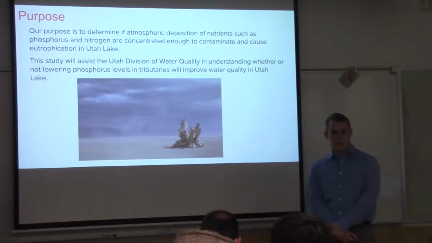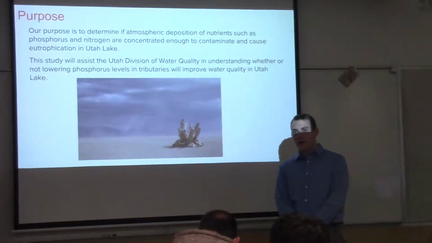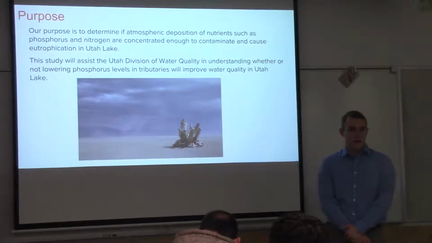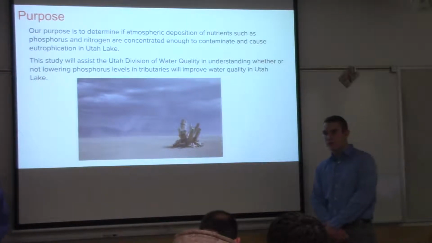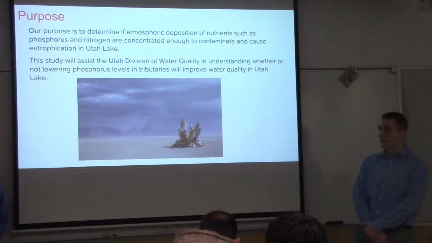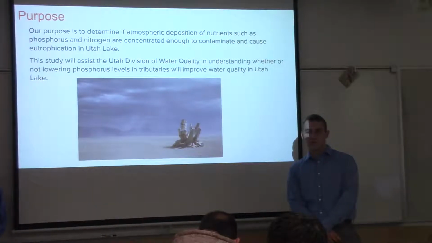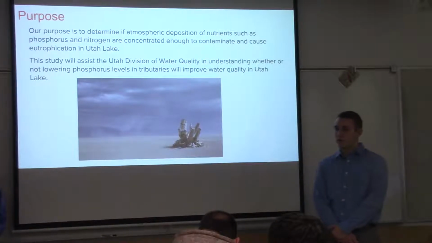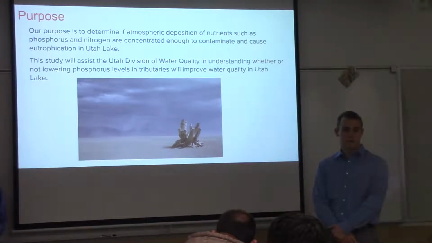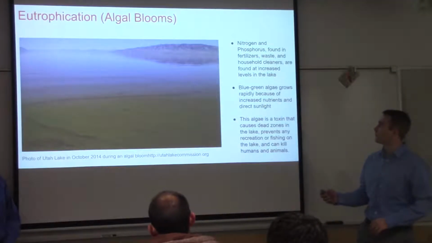Currently, the Utah Division of Water Quality is trying to regulate and minimize the amount of phosphorus deposition into Utah Lake. But our thought, and the reason we're conducting this research, is to determine if atmospheric deposition in the form of dust and rain and snow provides the lake with enough nitrogen and phosphorus to cause eutrophication by itself. Very interesting topic that we're working on.